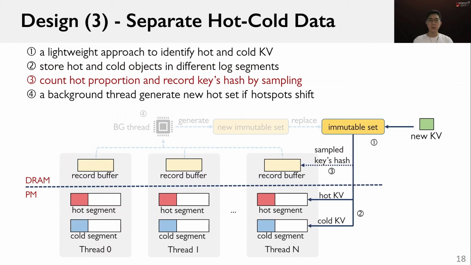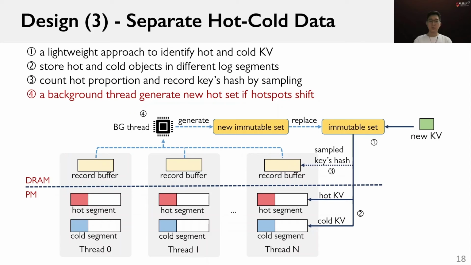In real-world workloads, the hotspots may change and the immutable hot set will become inaccurate. To handle this situation, each thread will count the hot object's proportion and record the key hash of written objects by sampling in their local buffer.